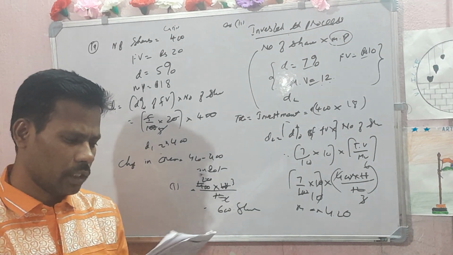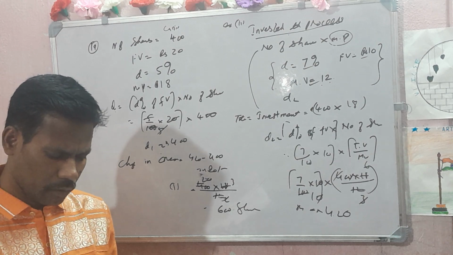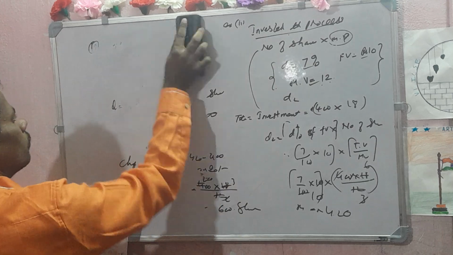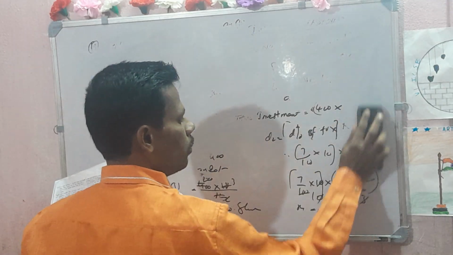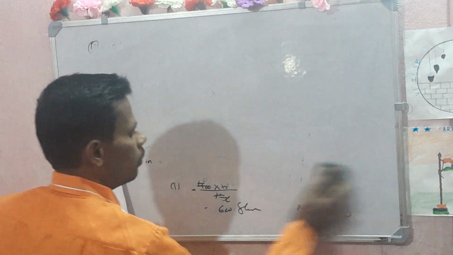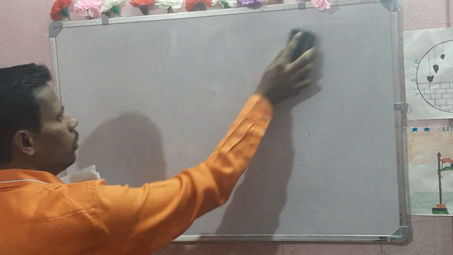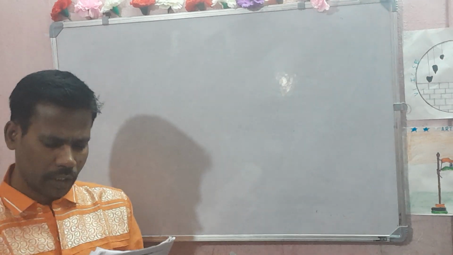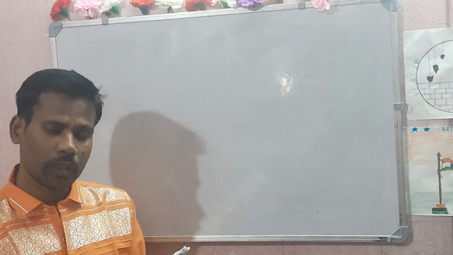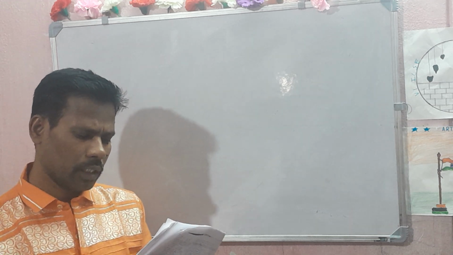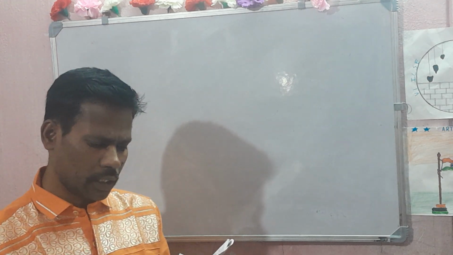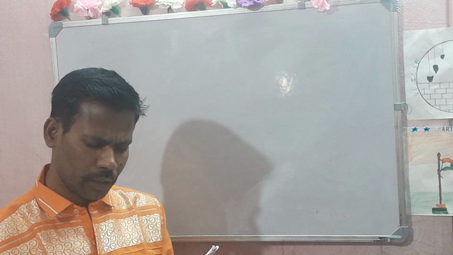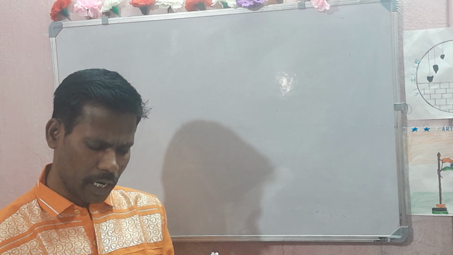That's it. Next, two brothers A and B invest rupees 16,000 each in buying shares. This is the last problem of exercise 3B. Two brothers A and B invest rupees 16,000 each in buying shares of two companies. A buys 3% 100 rupees shares at rupees 80 and B buys 10 rupees shares at par.